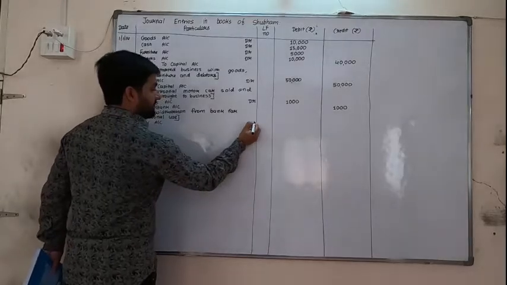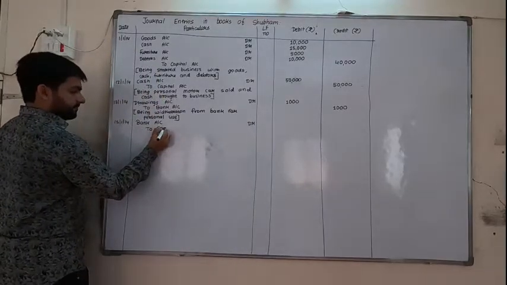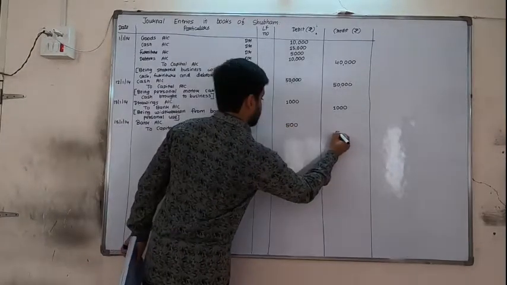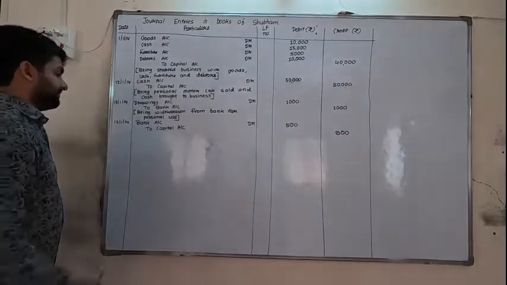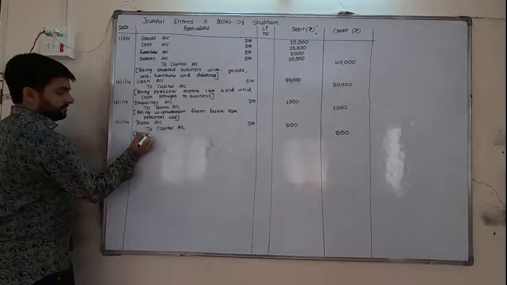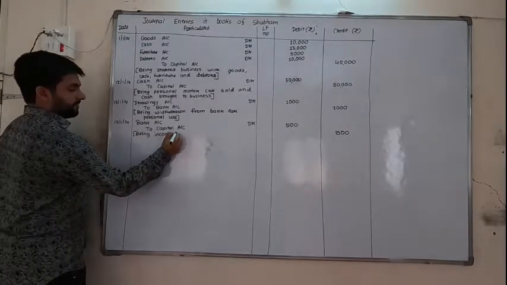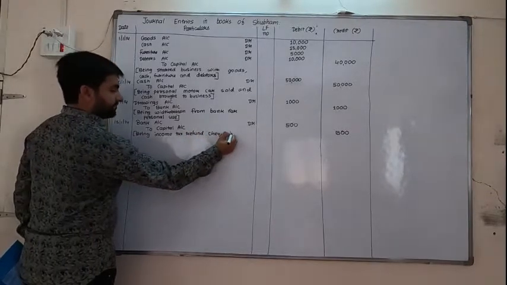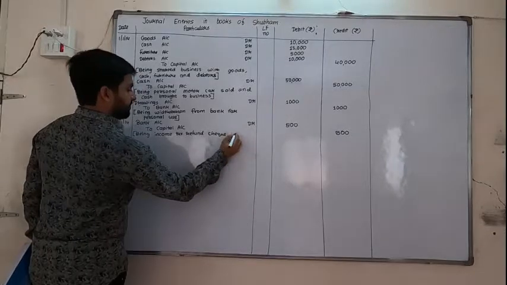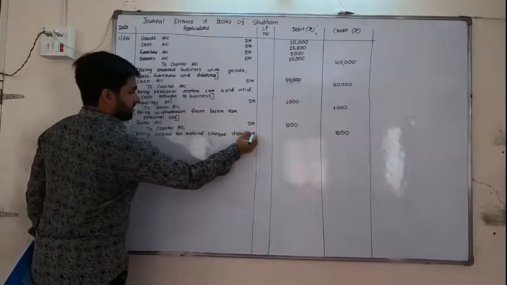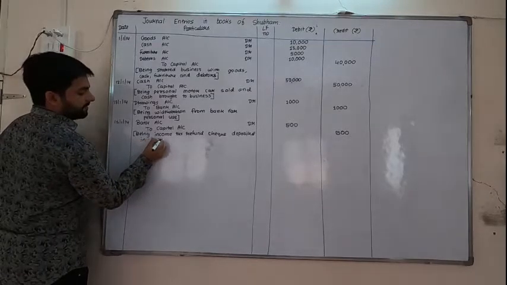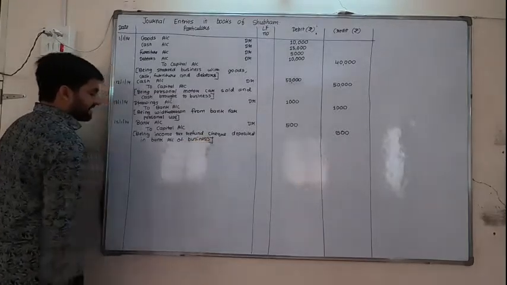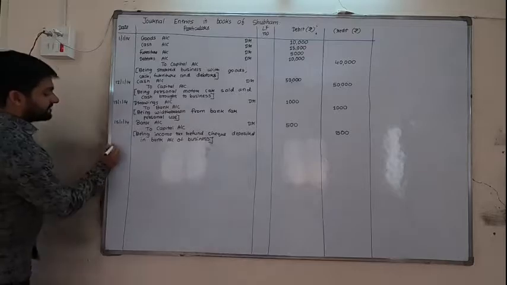So bank account debit to capital account 500. Being income tax refund check deposited in bank account of business. That personal check is deposited in bank account of the business. Okay.